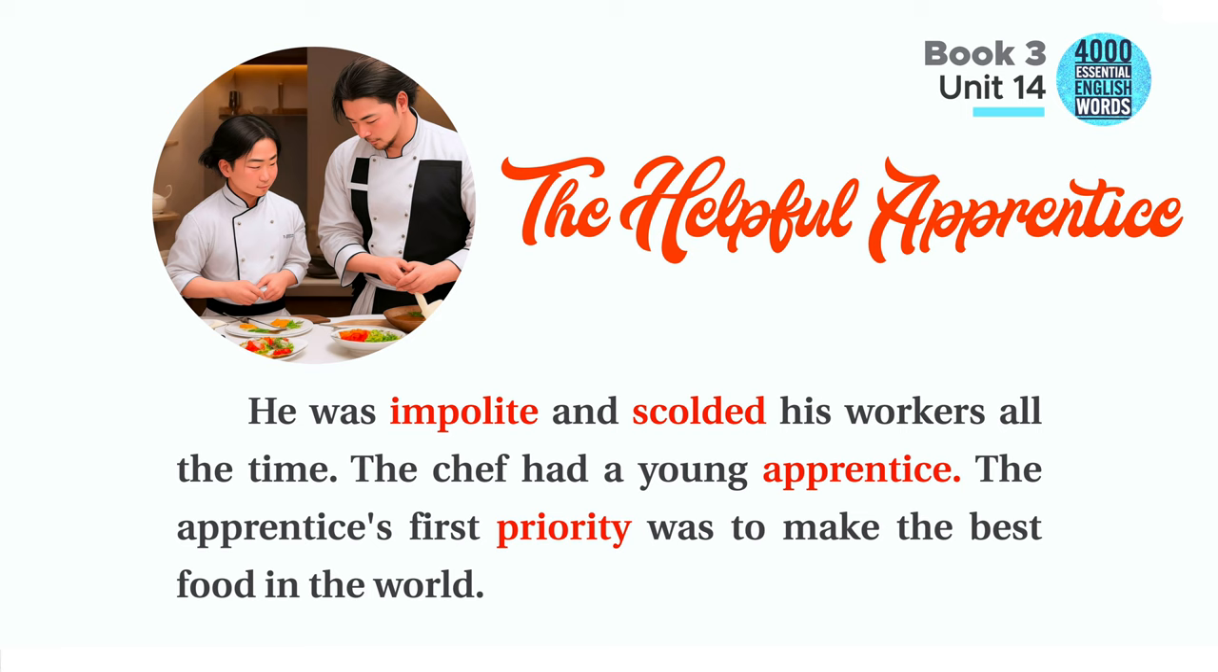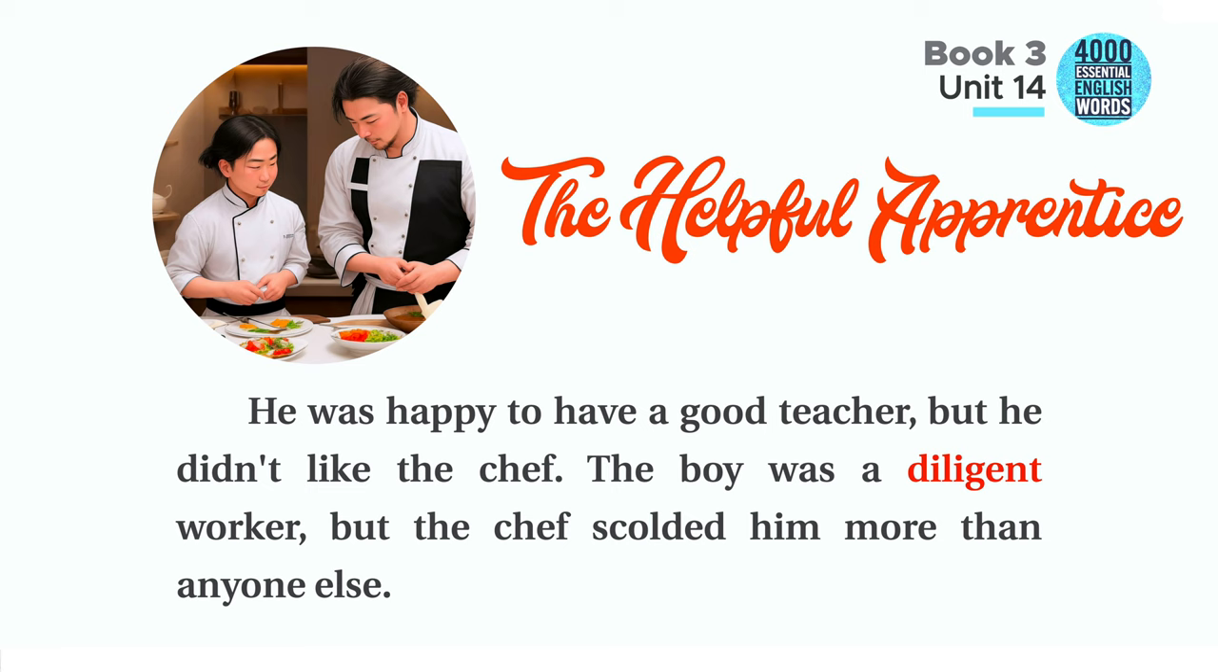The chef had a young apprentice. The apprentice's first priority was to make the best food in the world. He was happy to have a good teacher, but he didn't like the chef. The boy was a diligent worker, but the chef scolded him more than anyone else.